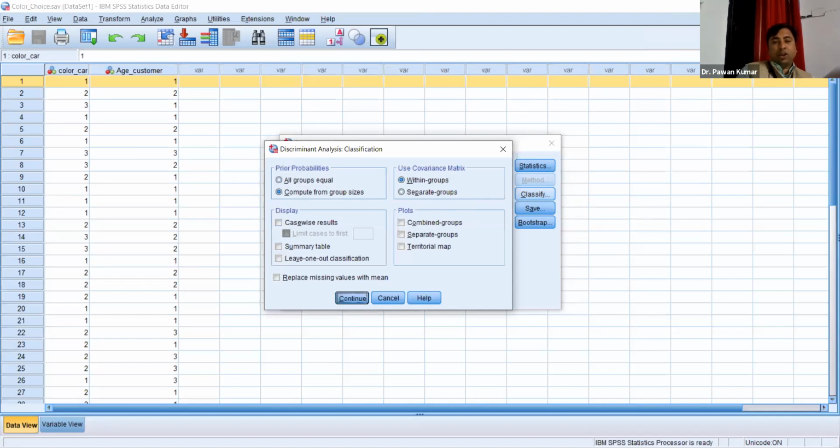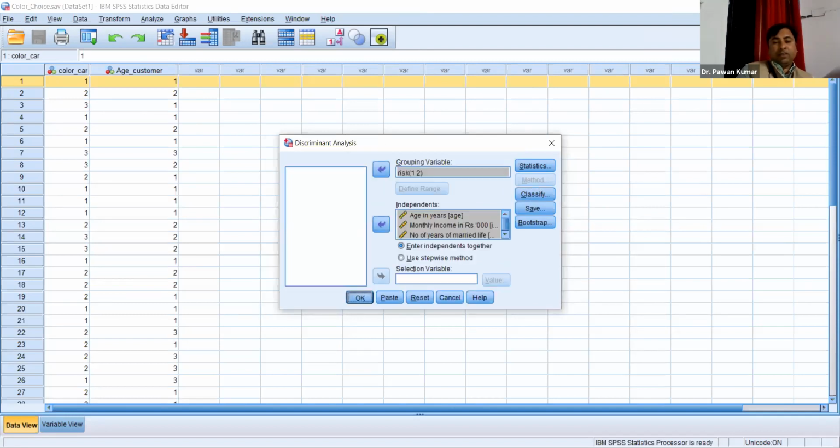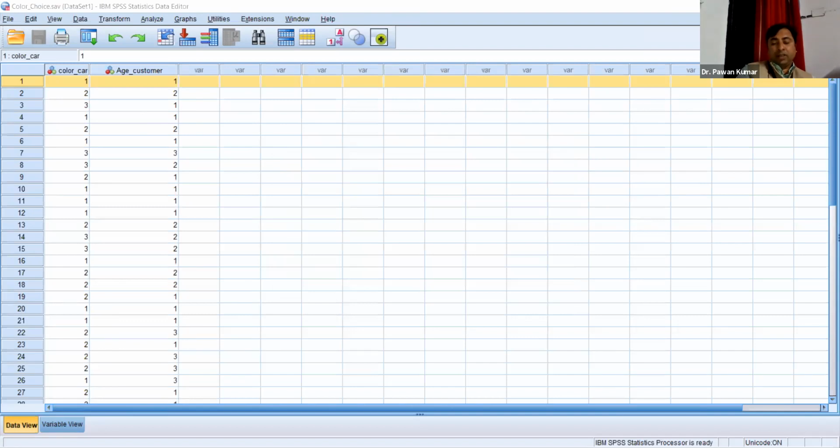Okay, then continue and then click on OK. Once you click on OK, the output will come, which I'm going to show you. Just a moment. This is the output. So now you can report one by one.